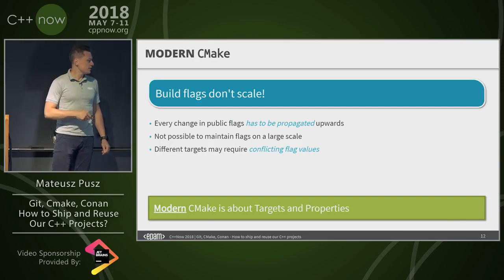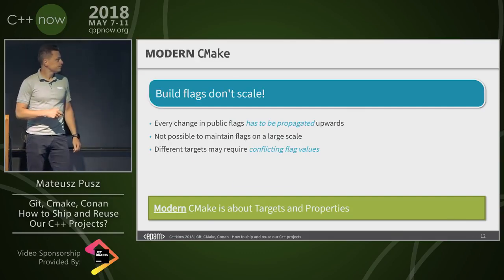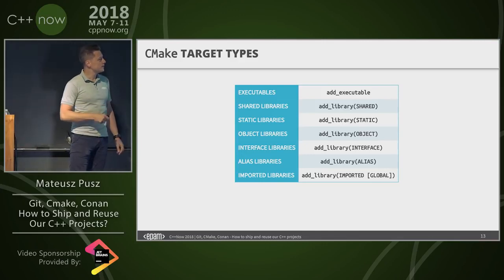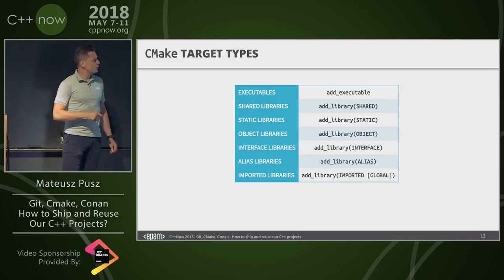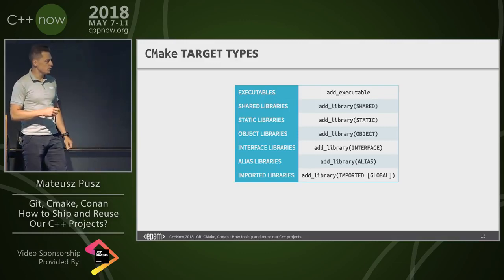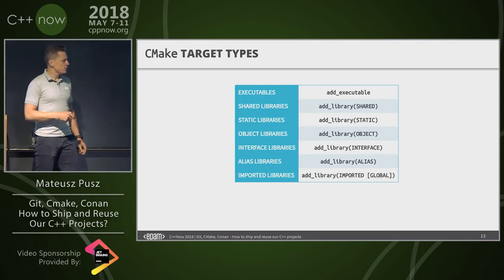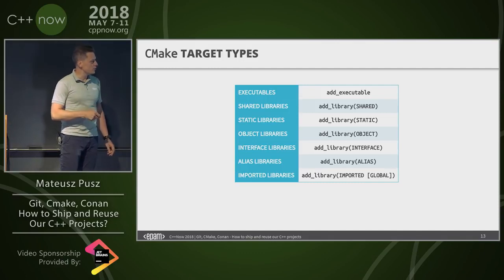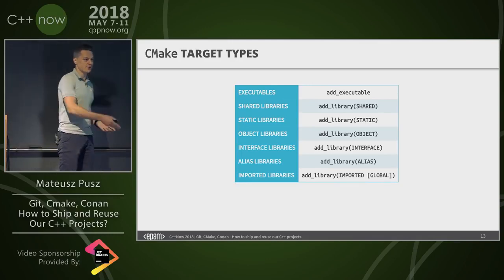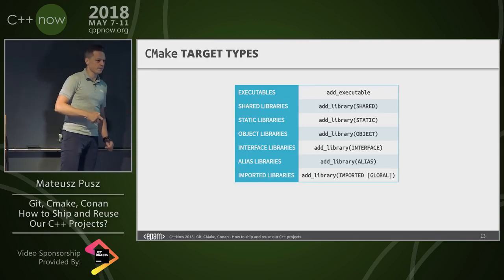Modern CMake is about targets and not properties. To create a target, you use those commands. You have add executable to create an executable. You have add library with different options to create shared, static, object, and interface libraries. There is also a specific option for so-called alias. We'll talk about this a bit later. And also there is a possibility to create a few of those as an imported target, meaning that CMake will not try to build it. It will just reuse what's already built and make it a target in CMake.